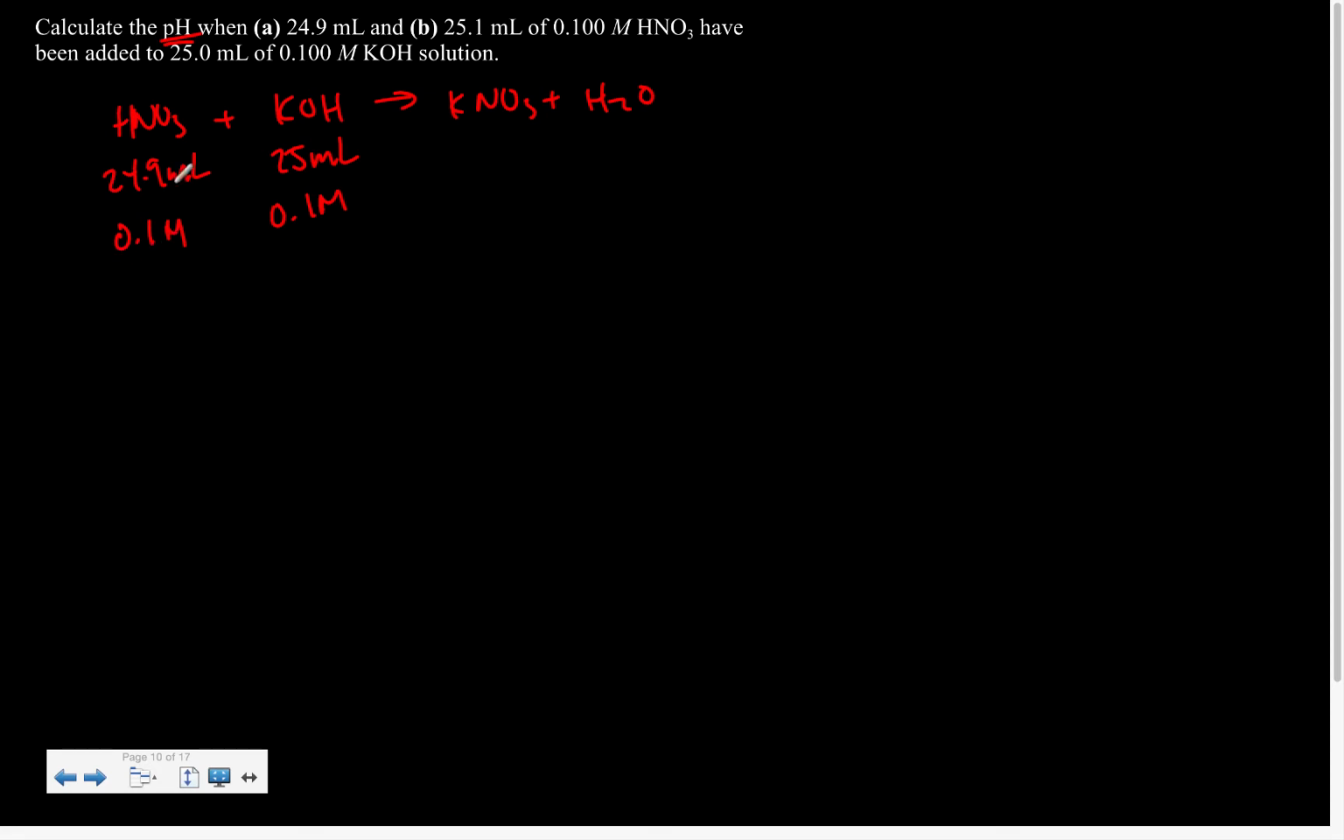We're going to start by thinking about how much of each we have, right? And obviously the most essential unit would be to convert to moles. And then from here we'll compare. It's a 1-to-1 ratio. So when we look at our number of moles, we realize that nitric acid is limiting, and we're going to have that many moles of KOH remaining.